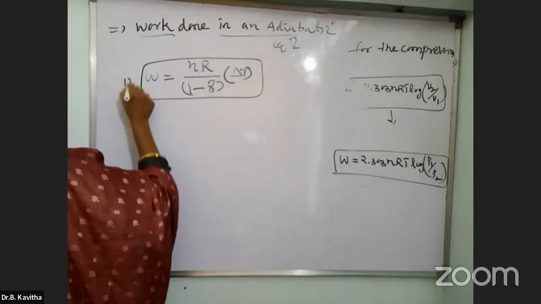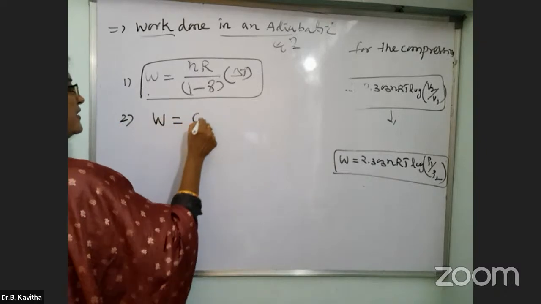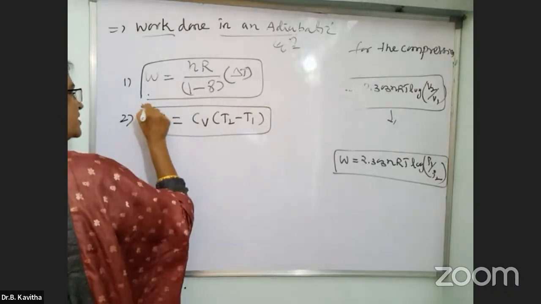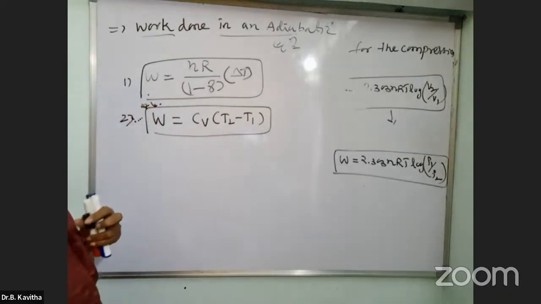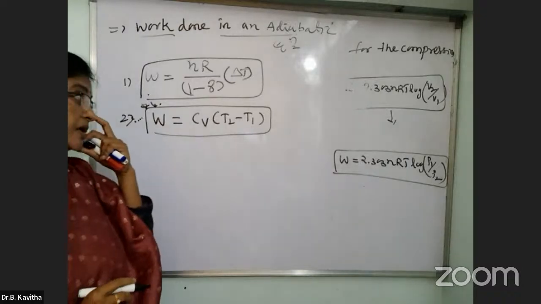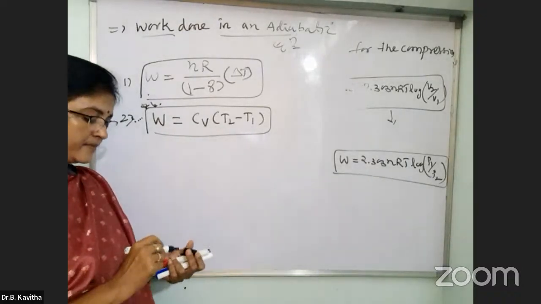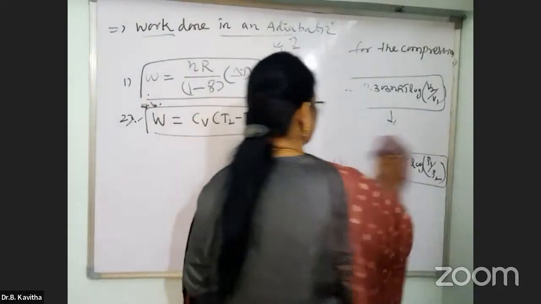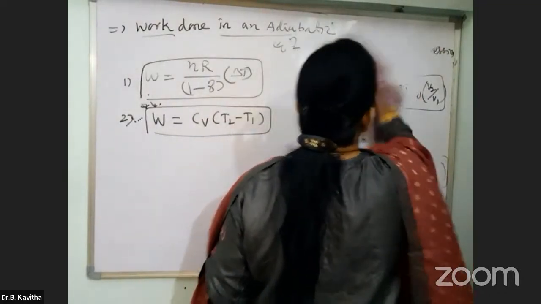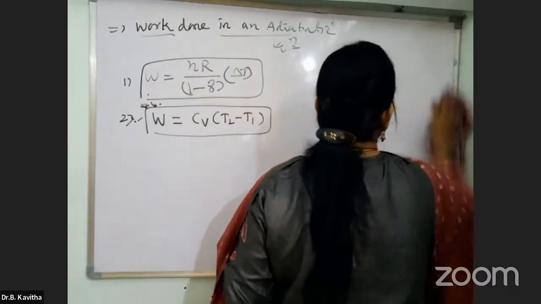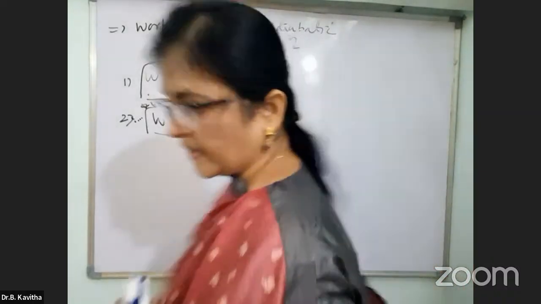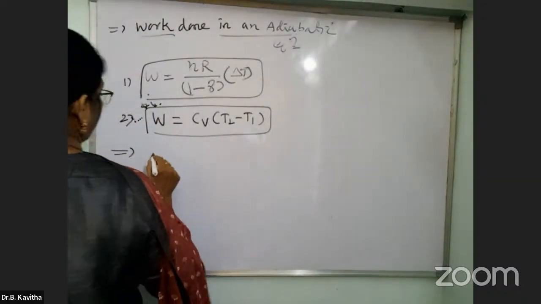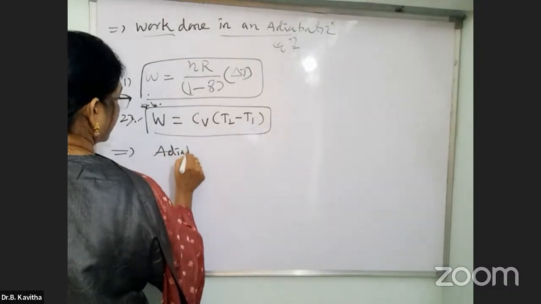One more equation is also there. That is W is equal to Cv into T2 minus T1. This equation is very important for the entrance purpose. Direct equations are asked many times. One more equation is also there, that is the adiabatic equation. This is very often asked as a direct question.